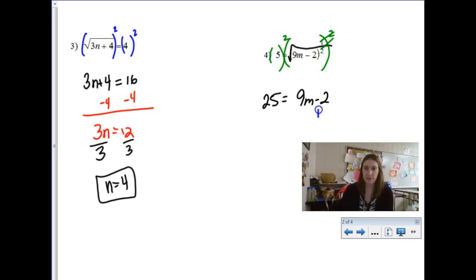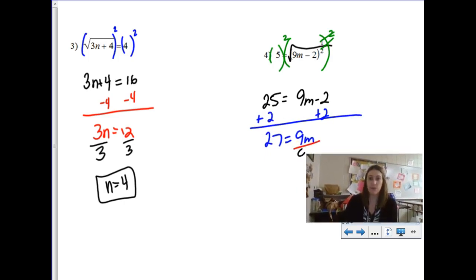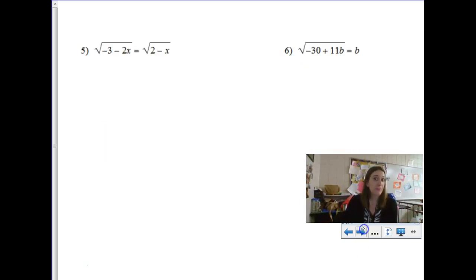And then a couple step algebra sentence, add 2. So 27 equals 9m. Then divide both sides by 9. Changed colors on myself. Alright, m equals 3. Again, really easy to check. 9 times 3 is 27, minus 2 is 25. Square root of 25 is 5. Check, done. So if this was on my final exam, hint, hint, hint, I would definitely be checking my answers.